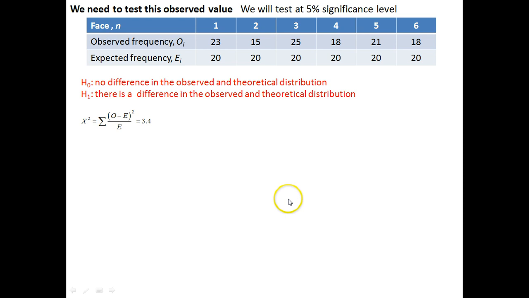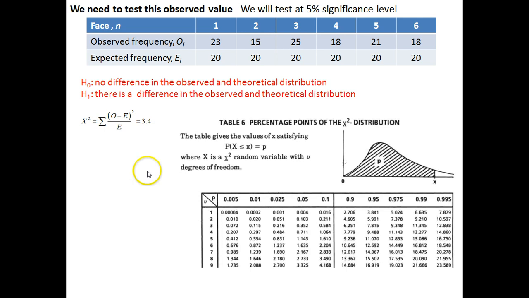So back to our example, we've got that X squared is 3.4. The table we need is Table 6. We've got 6 faces, therefore 6 minus 1, 5 degrees of freedom. We're going to test at the 5% significance level, so it's the upper tail we're looking for, so we're looking at 0.95. Therefore, chi-squared is going to be 11.070. So that's our value for the critical region.